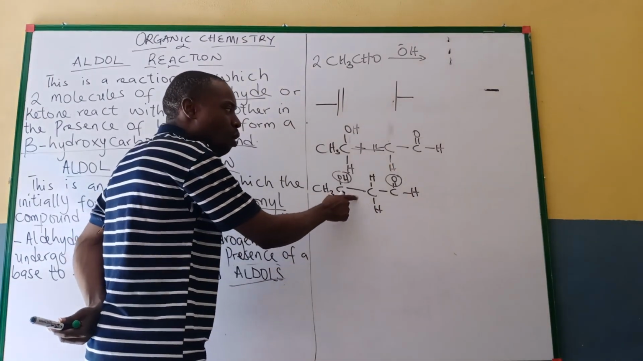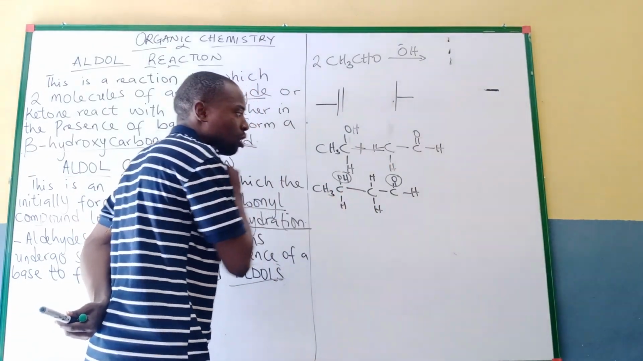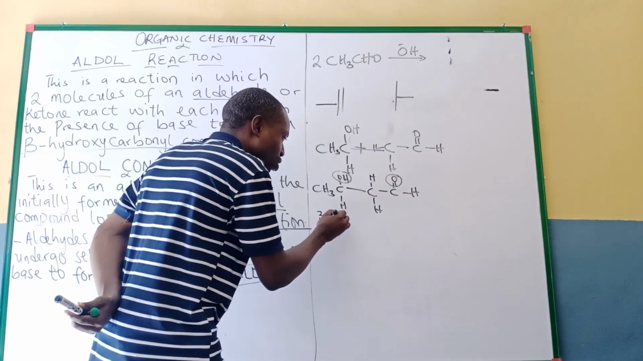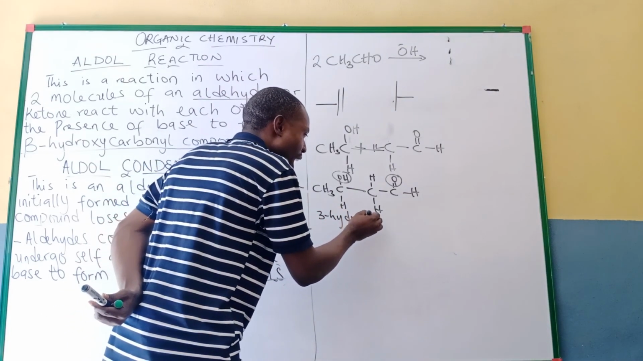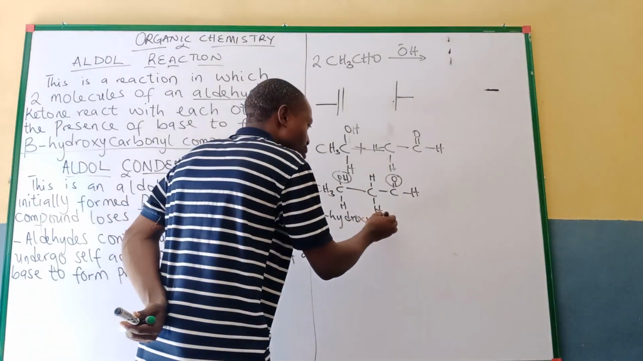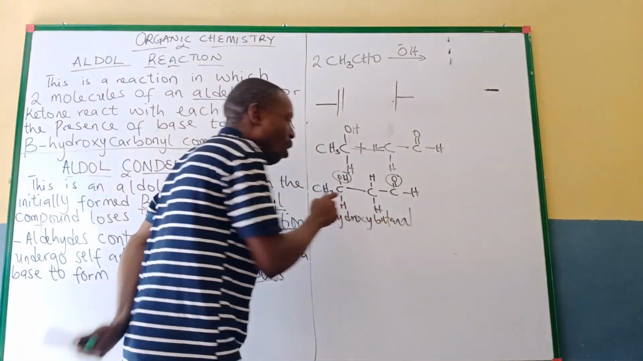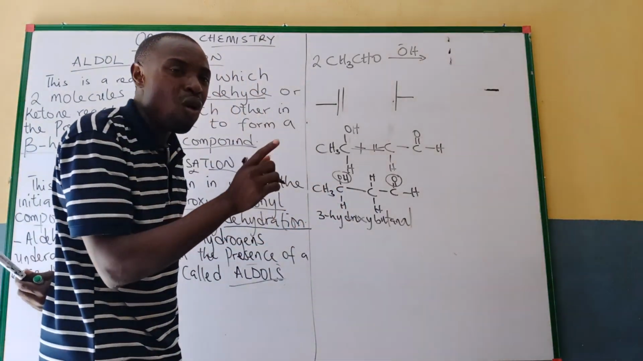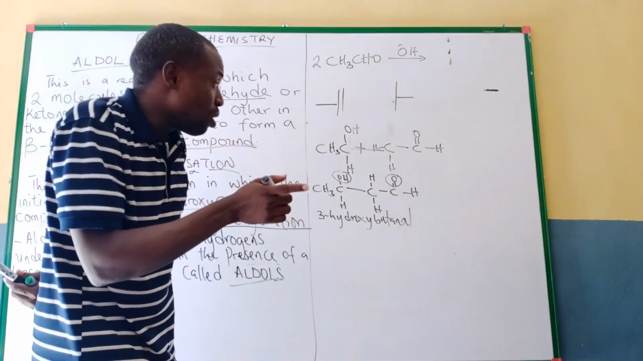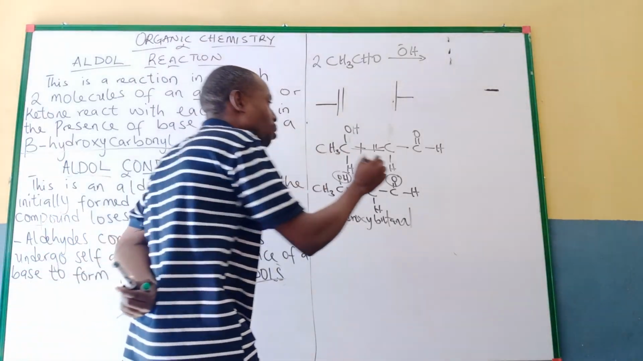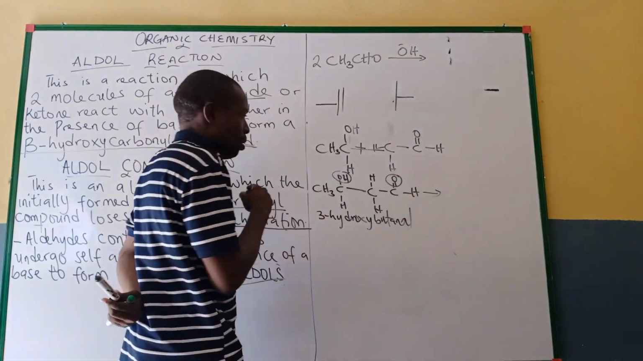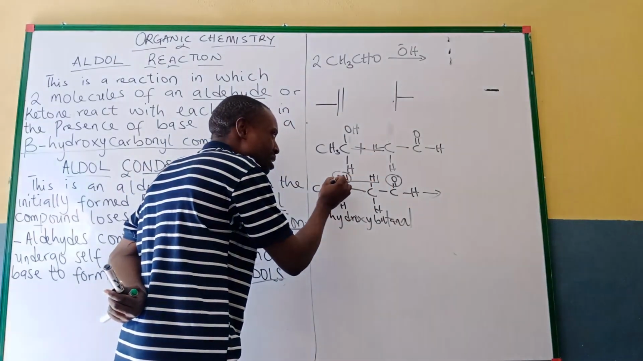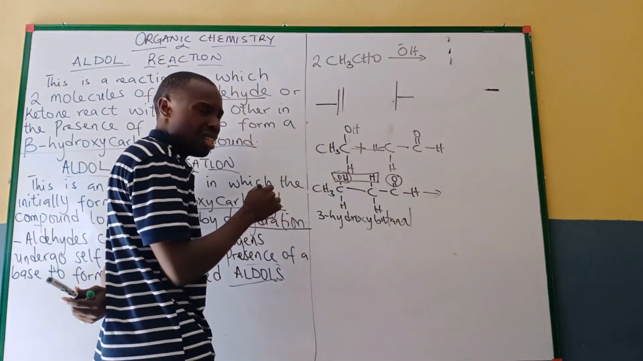So the name of this compound you are seeing here on the board is called 3-hydroxybutanal. So this is what we call an aldol reaction. This same aldol reaction can undergo a dehydration reaction, which we call an aldol condensation. It's the same thing, the same rule that has been obeyed.